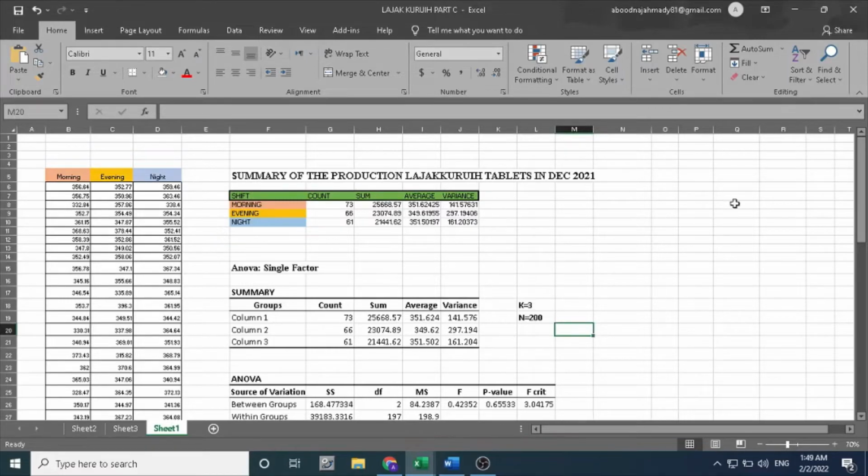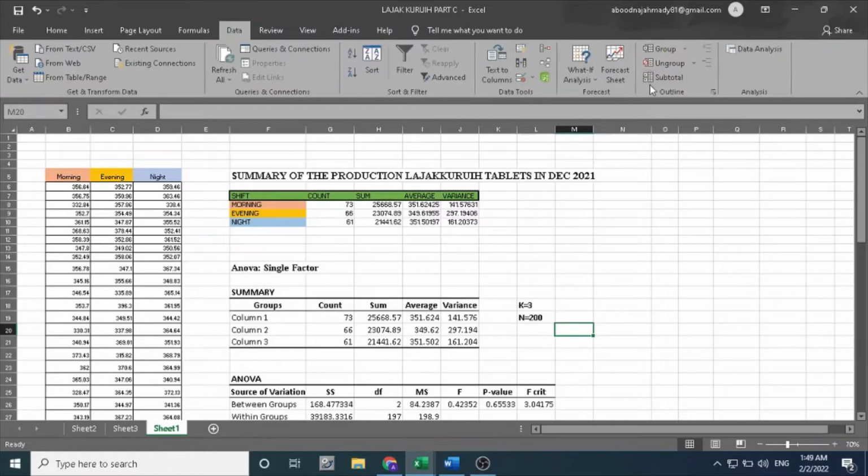Assalamu alaikum. In this part, we'll be checking for any significant weight difference between shifts. We have 3 shifts: morning, evening, and night, and this is the weight of each sample. In the morning I have 73 samples, 66 samples for evening, and 61 samples for night. This is the sum, average, and variance for each shift. Since we have 3 groups, we have to use the Anova single factor from Excel.